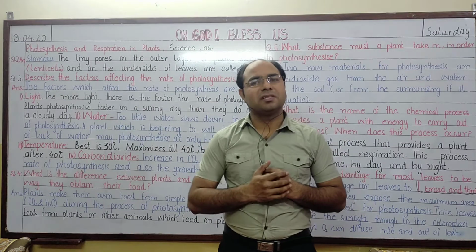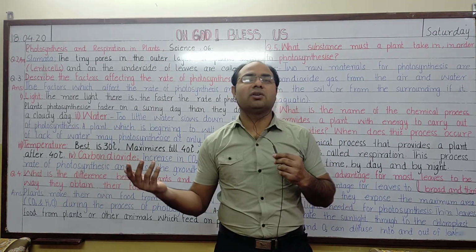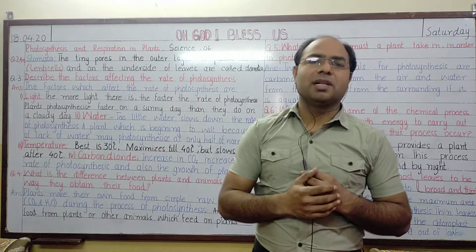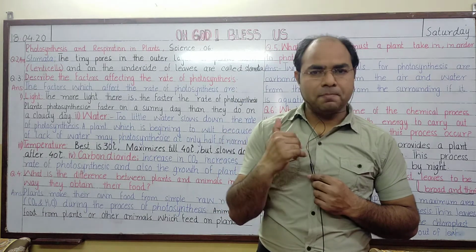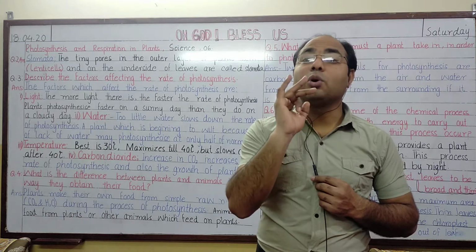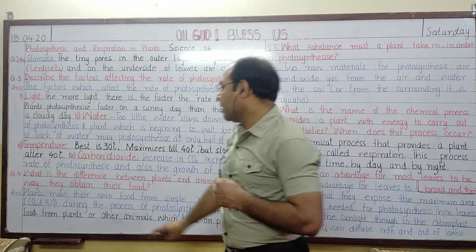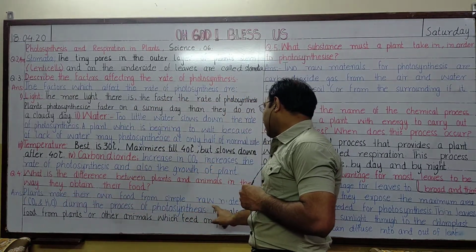So there is a difference. For example, do we prepare our food? No, not at all. We obtain food from plants or from the animals which feed on plants or on other plants or other animals. But plants are called producers. What are they called? Producers. Producer means they produce food, they prepare food for us. Plants make their own food from simple raw materials.